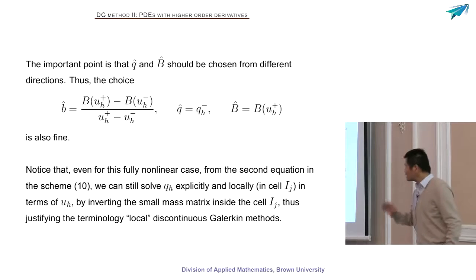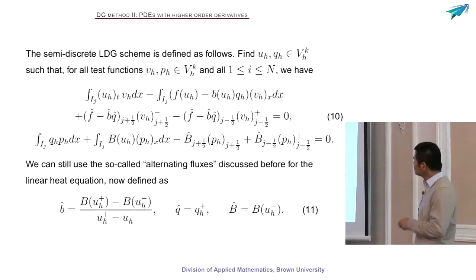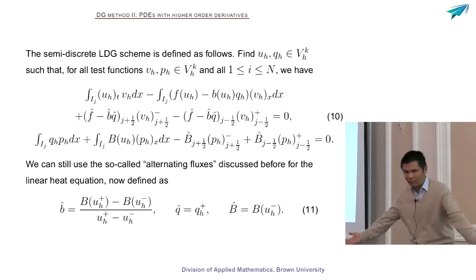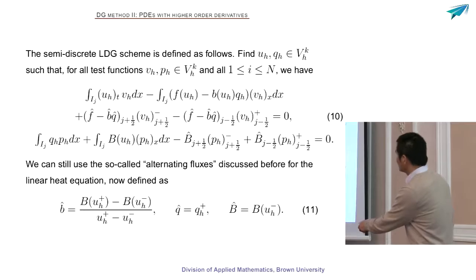So you can see that coding-wise, you can still solve this thing from the last equation. Once, for example, I'm marching from time level n to time level n plus 1. So at time level n, I already have a polynomial for u. So I use this polynomial for u, which is here.